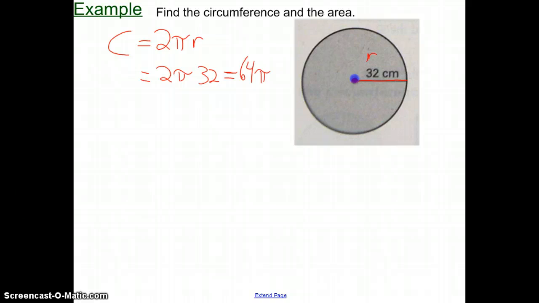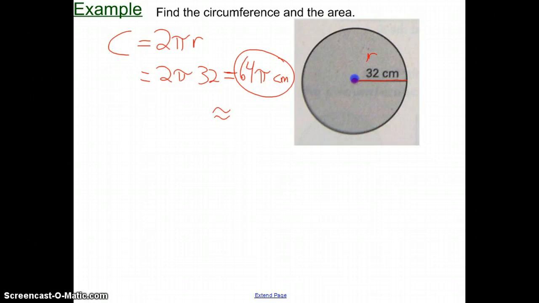You can't get any better of an answer than that, because that symbol pi represents every single one of those millions of decimals. So it's all there. This is a good answer. That radius was in centimeters, circumference is a distance, so 64 pi centimeters. This little squiggly equal sign I just put there, that means approximately.